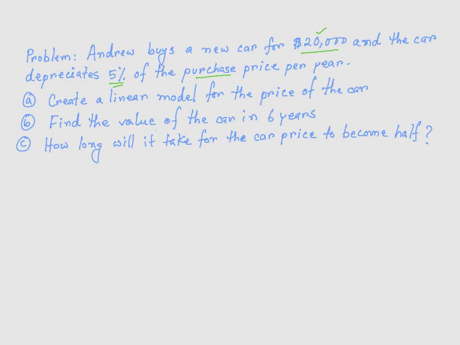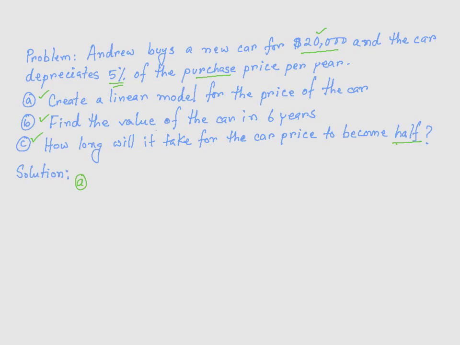We need to create a linear model for the price of the car, find the value of the car in 6 years, and then figure out how long it is going to take, according to this model, for the price of the car to become 1/2. That means how long will it take for the price of this car to become $10,000.